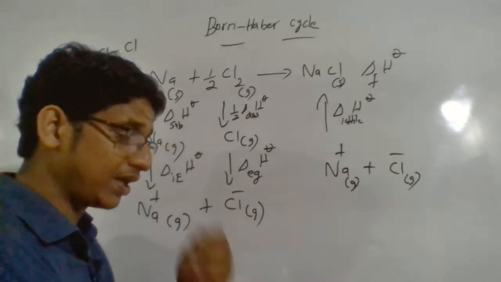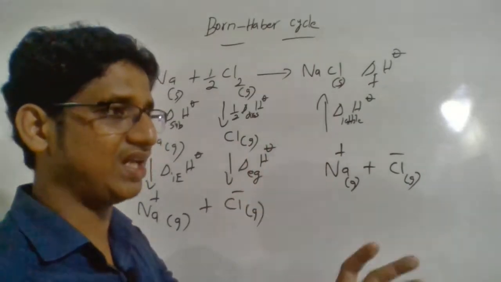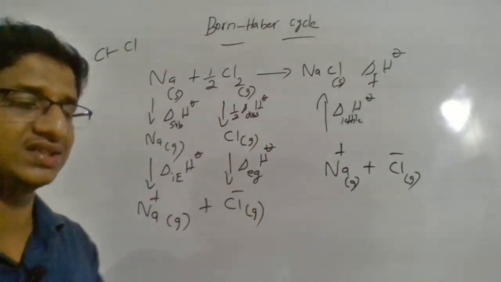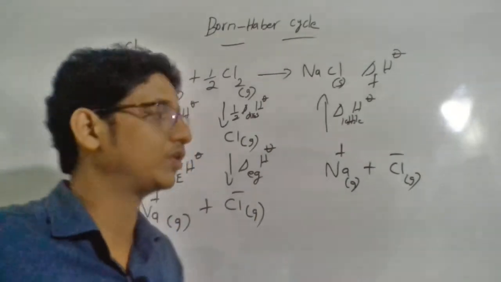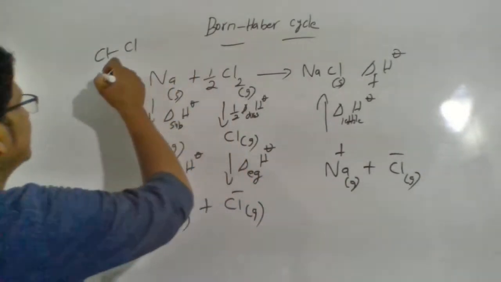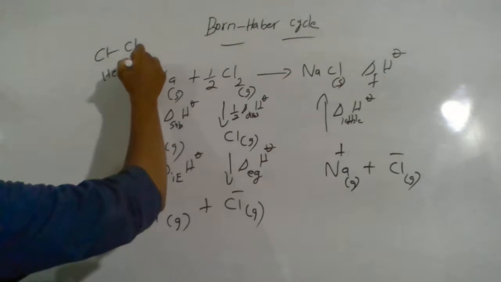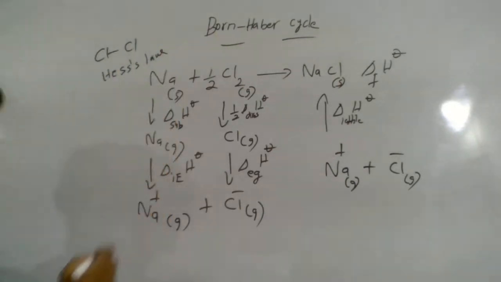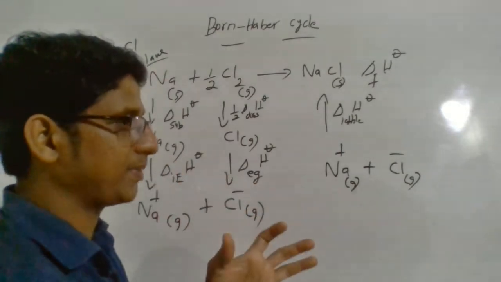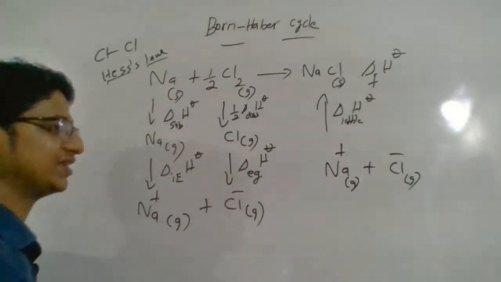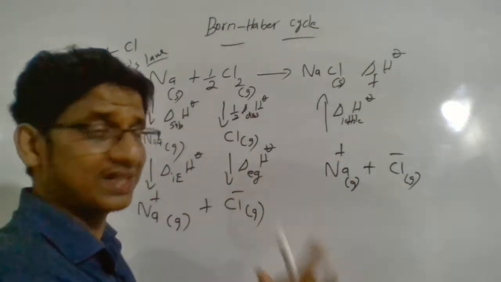Both, according to Hess's law: the enthalpy change in a chemical reaction is the same whether it takes place in a single step or several steps. That's Hess's law. So we are applying Hess's law to find any one of the missing parameters, generally the lattice enthalpy. Let us connect Hess's law here.